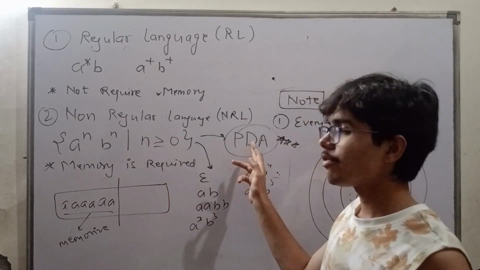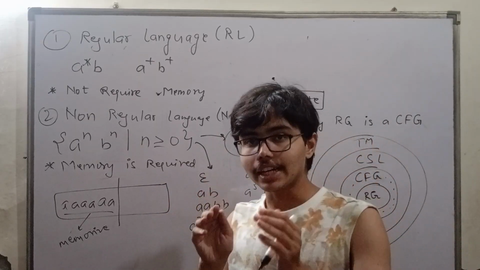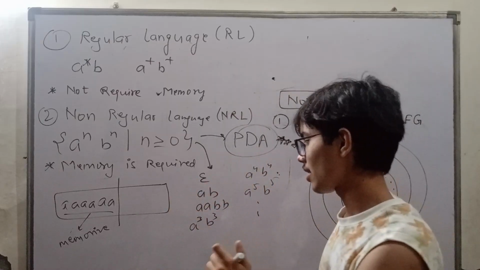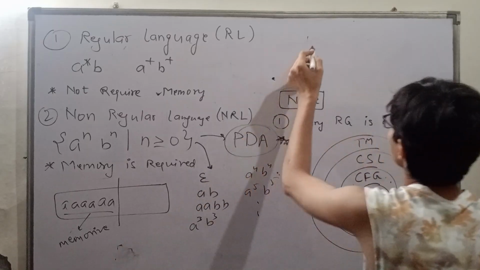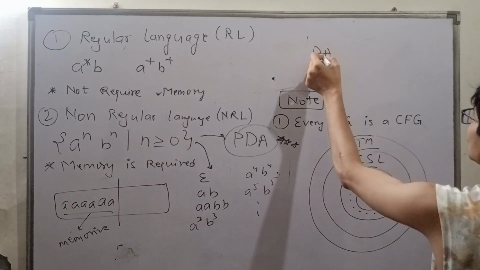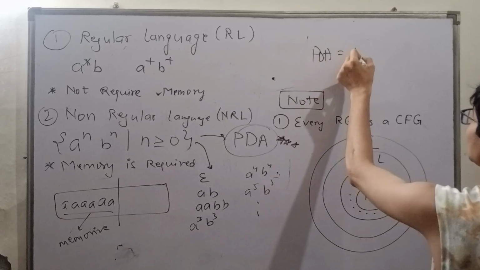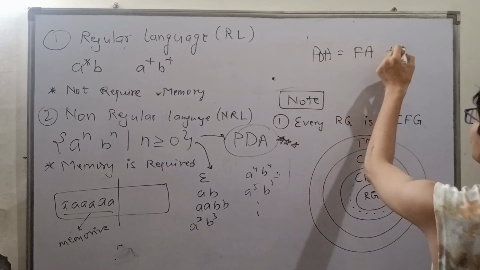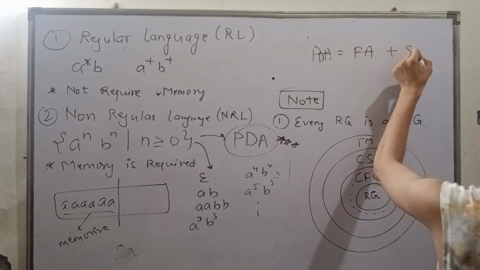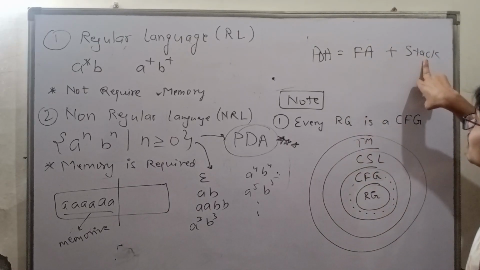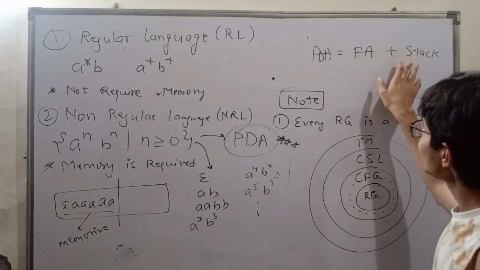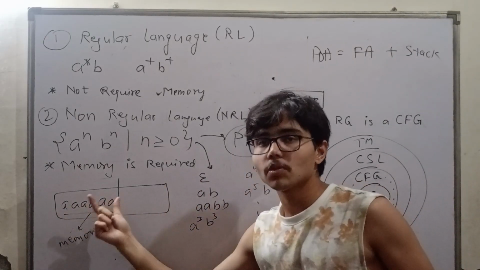Okay. What is PDA? PDA is nothing but a finite automata plus a stack. Just finite automata plus stack. That's PDA. That stack is used to count how many a's are there.